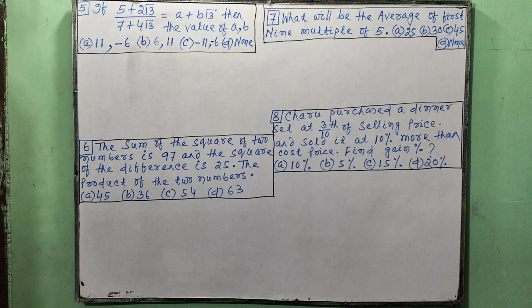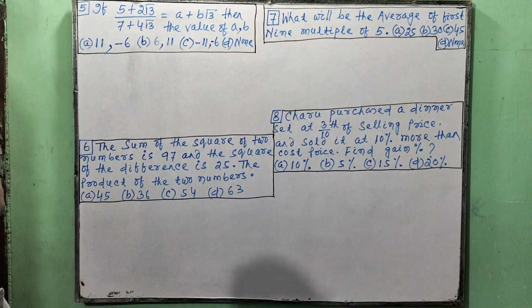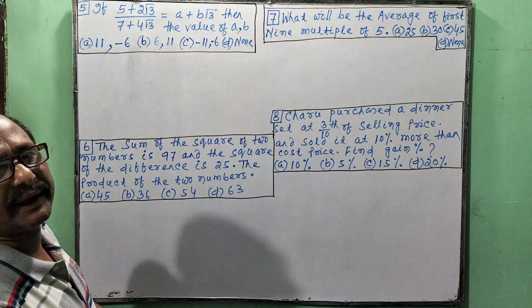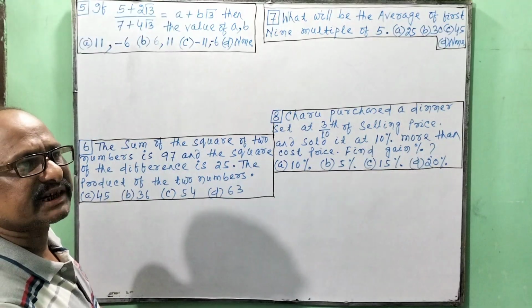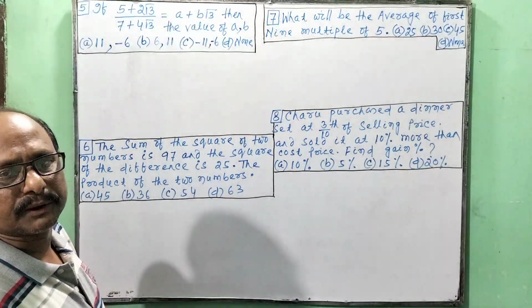Number 5. If (5 plus 2 root 3) whole divided by (7 plus 4 root 3) is equal to a plus b root 3, then find the value of a and b. This type of question is most important from the exam point of view.